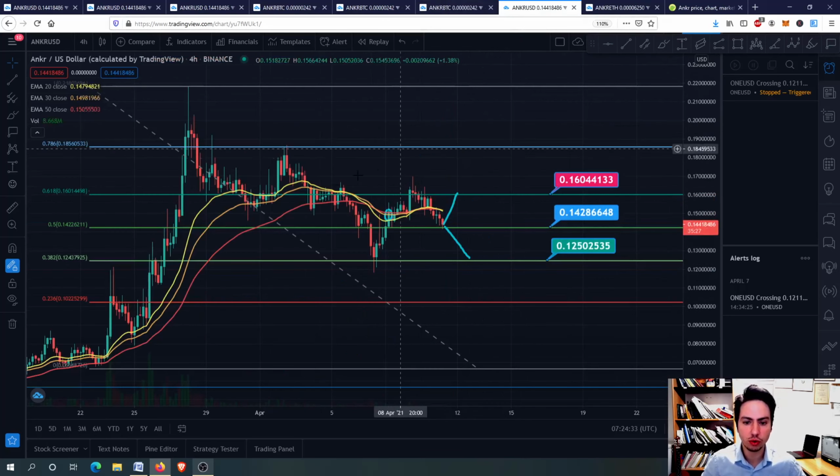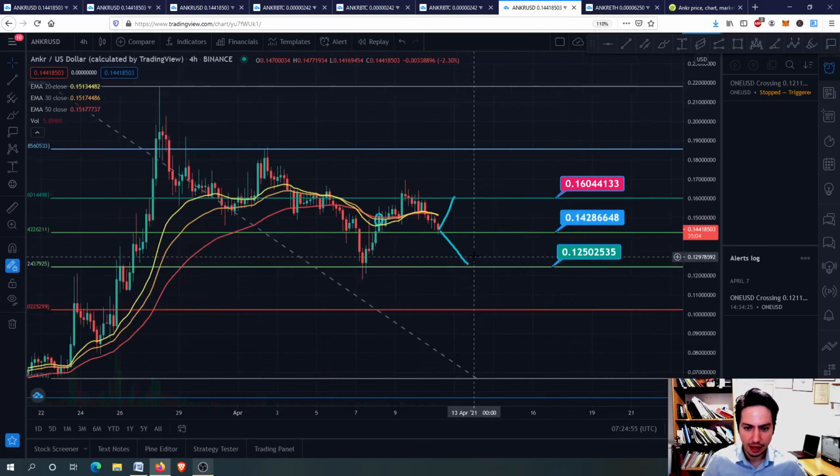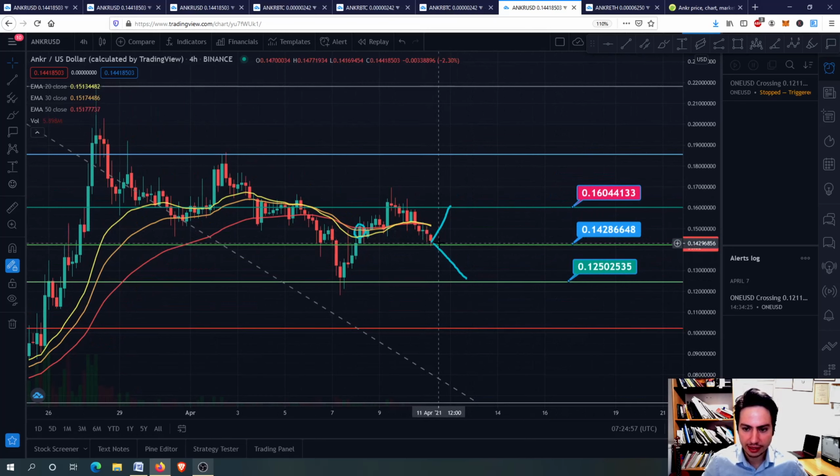I want to move on to the price action and the price analysis. So right here, I'm on the 4-hour frame in Ankr against USD, and we got 3 price targets here. The one is 0.4142 cents, the other is 0.16 cents, and the other one is 0.125 cents.